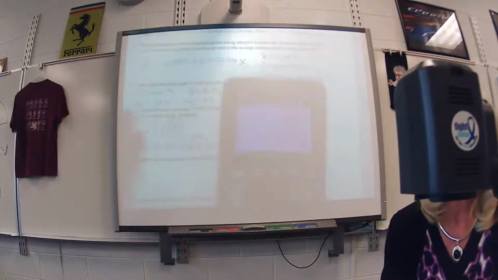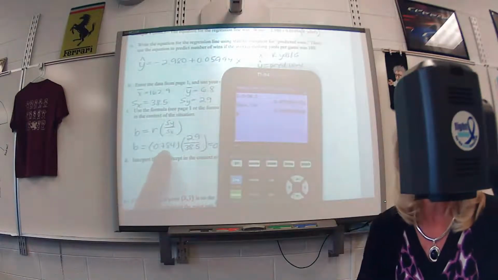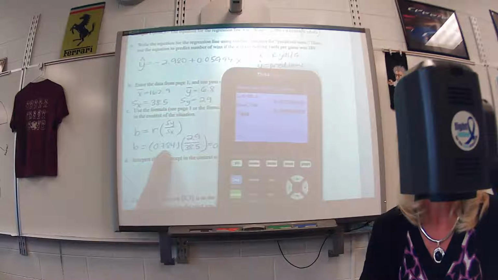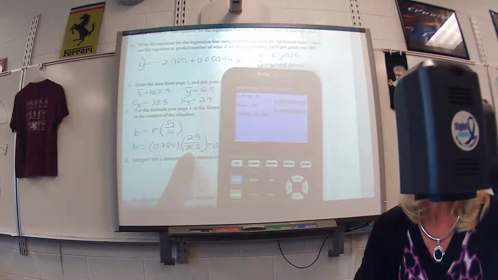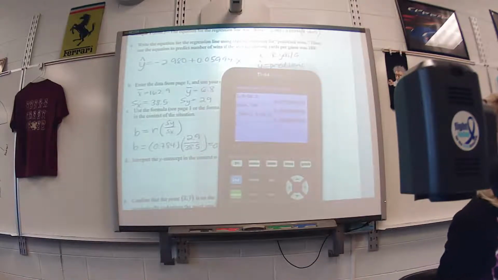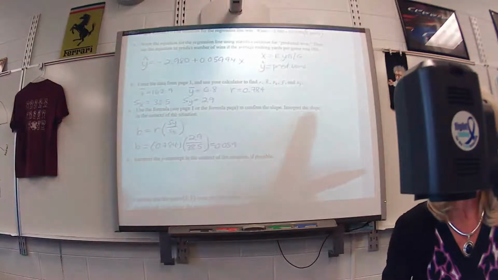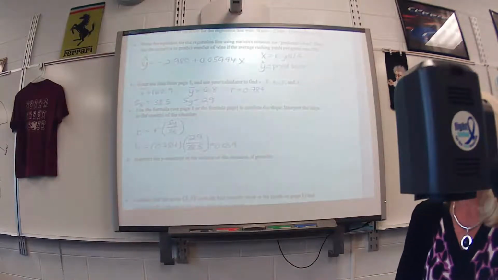And by the way, you can do this all in one step. I did it in 2 steps. You should be able to always just take the R value, multiply by the numerator, and divide by the denominator. And you should be able to always do that just in 1 step. Your order of operations will be fine on that, okay? Now it says interpret the slope in context of the situation.